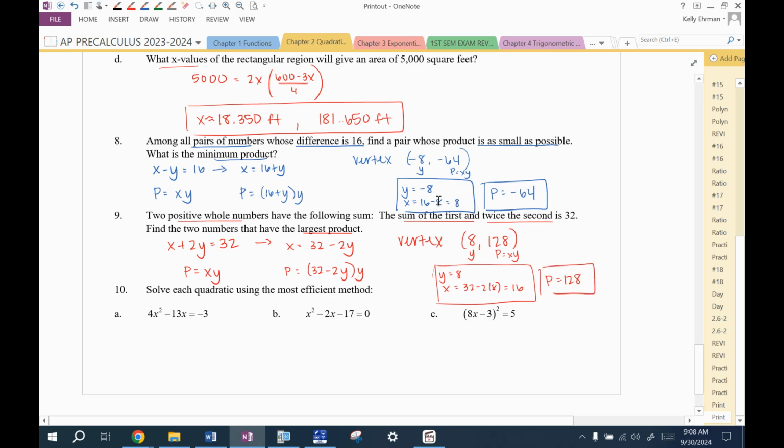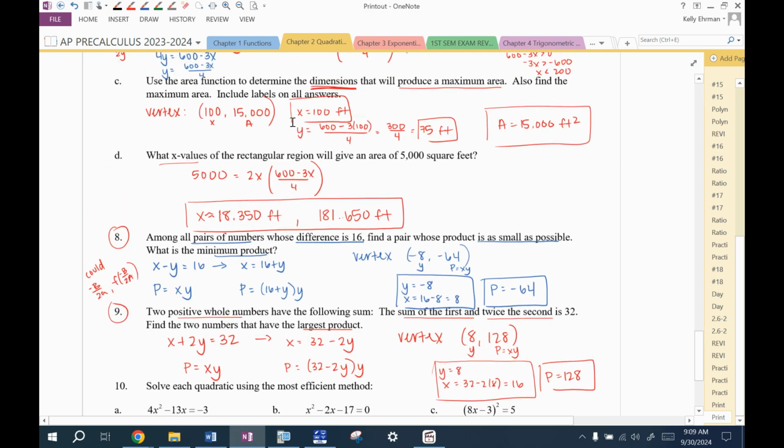Now, I'm doing this all on my calculator. Remember, you can also use the vertex formula. You could do negative b over 2a and then f of negative b over 2a to find the vertex on any of these really, but I don't want to do it on ones where I have all these fractions and decimals.